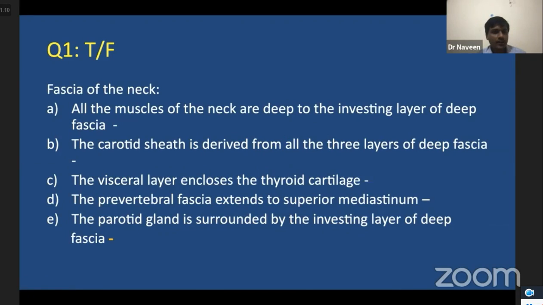The fascia of the neck: all the muscles of the neck are deep to the investing layer of the deep fascia. The carotid sheath is derived from all the 3 layers of deep fascia. The visceral layer encloses the thyroid cartilage. The prevertebral fascia extends to the superior mediastinum. The parotid gland is surrounded by the investing layer of the deep cervical fascia.